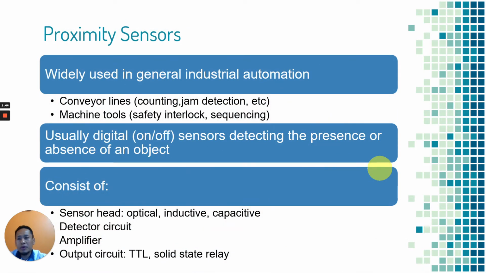The first one, we are looking at proximity sensors. These proximity sensors are widely used in general industrial automation, such as in conveyor lines, for counting, jam detection, etc., or machine tools such as safety interlock sequencing. This proximity sensor is usually a digital on and off sensor, detecting the presence or absence of an object. This sensor consists of a sensor head, either optical, inductive or capacitive, a detector circuit, an amplifier, and an output circuit.